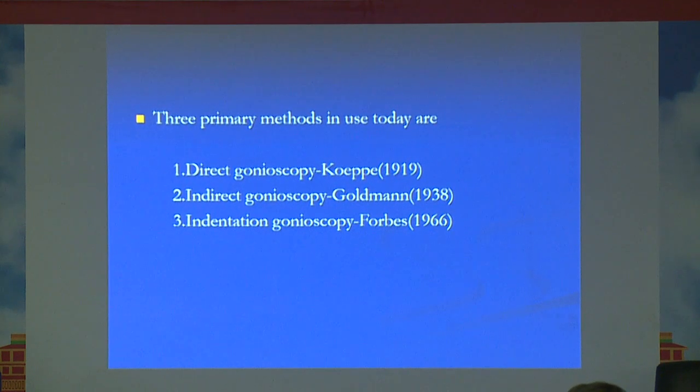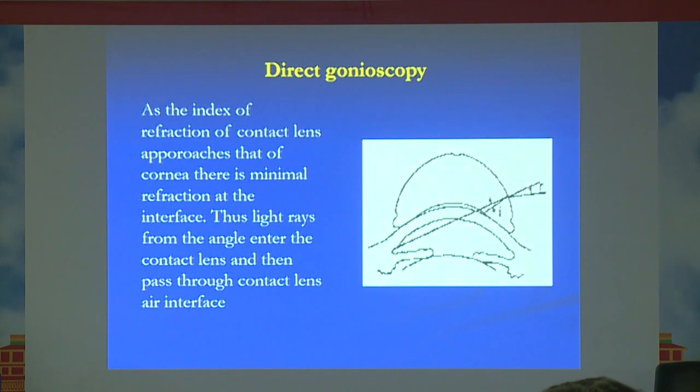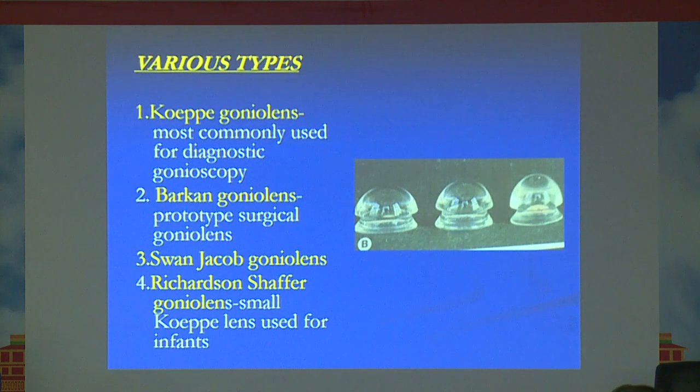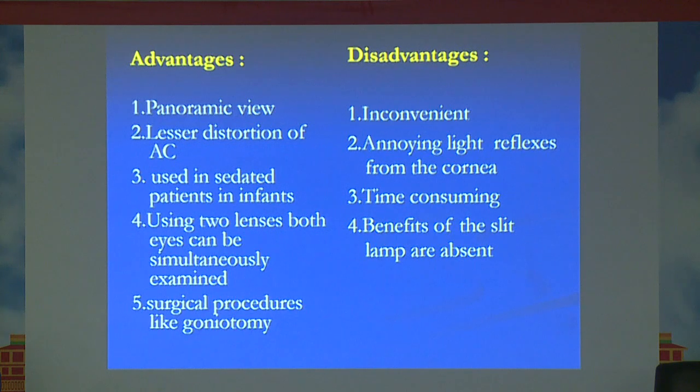Three primary methods are direct gonioscopy, indirect gonioscopy, and indentation gonioscopy. In direct gonioscopy, the index of refraction of the contact lens is similar to that of the cornea, so there is minimal refraction at the precorneal tear film, and light rays enter the eye. There are various types of direct gonio lenses. Advantages are that it can be used in sedated patients, both eyes can be examined at the same time, and surgical procedures like goniotomy can be performed.